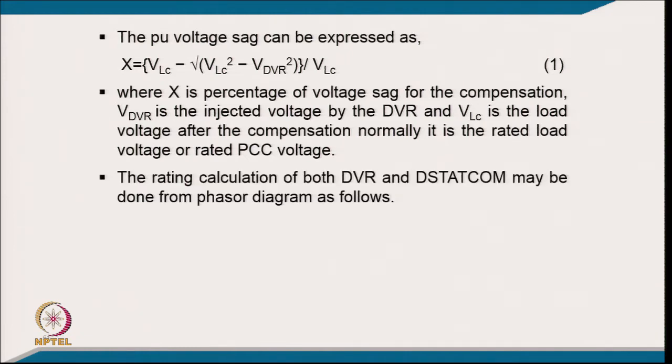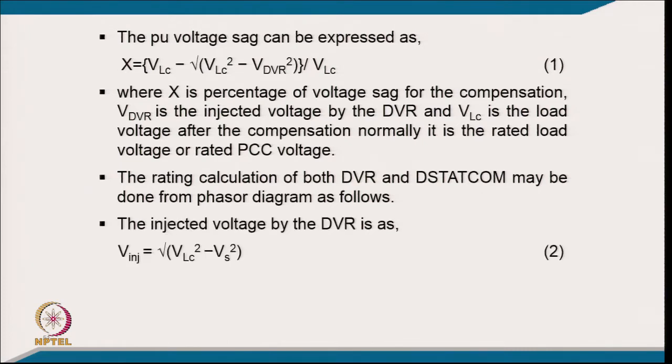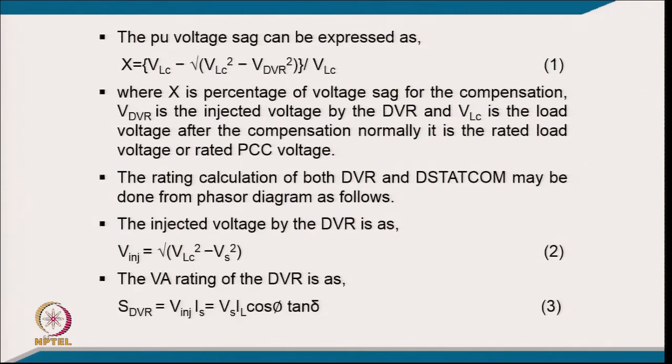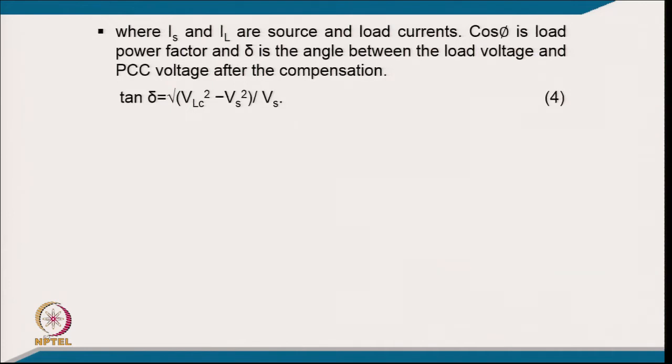So, rating calculation for both DVR and D-STATCOM may be done from the phasor diagram as follows. The voltage injected by the DVR is the square root of VLC square minus VS square, because we are injecting in quadrature. The VA rating of the DVR equals V injected times IS, that becomes VS IL cos phi tan delta, where IS and IL are the source and load current, cos phi is the load power factor, and delta is the angle between the load voltage and the PCC voltage after compensation, usually called the power angle, which can be equated to the square root of VLC square minus VS square, divided by VS.